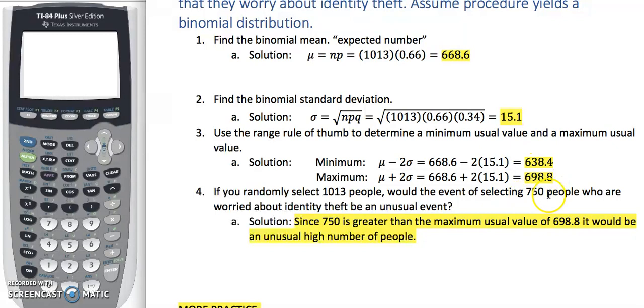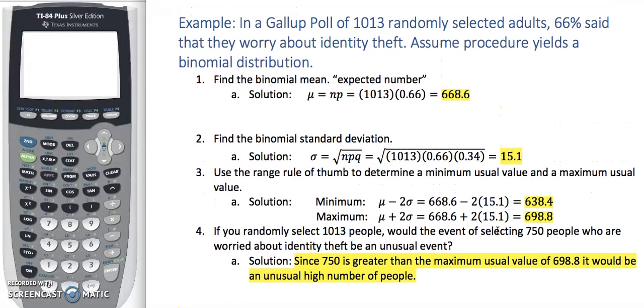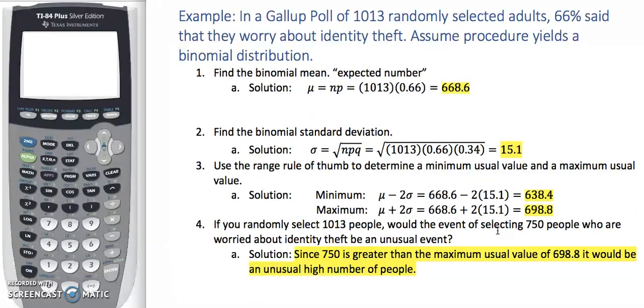Well, 750 is greater than this maximum usual value of 698.8. So if you have a sample of 1,013 people and 750 of them are worried about identity theft, that would be an unusually high number of people out of 1,013, since this number is greater than that maximum usual. And so that basically sums up parameters for binomial distributions.